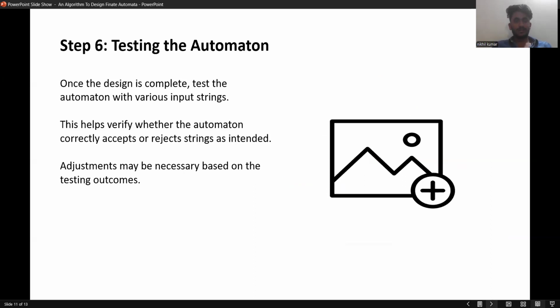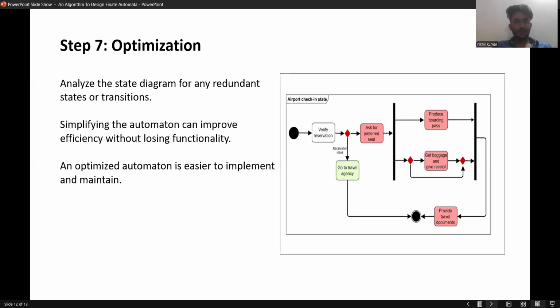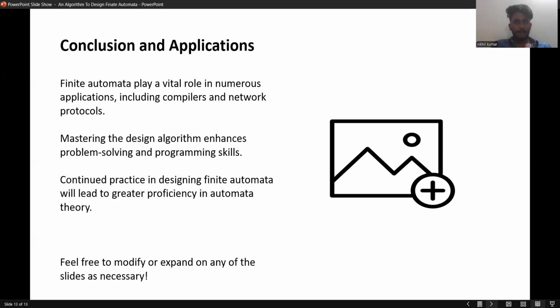Step 6. Testing the automaton. Once the design is complete, test the automaton with various input strings. This helps verify whether the automaton correctly accepts or rejects strings as intended. Adjustments may be necessary based on testing outcomes. Optimization. Analyze the state diagram for any redundant states or transitions. Simplifying the automaton can improve efficiency without losing functionality. An optimized automaton is easier to implement and maintain.